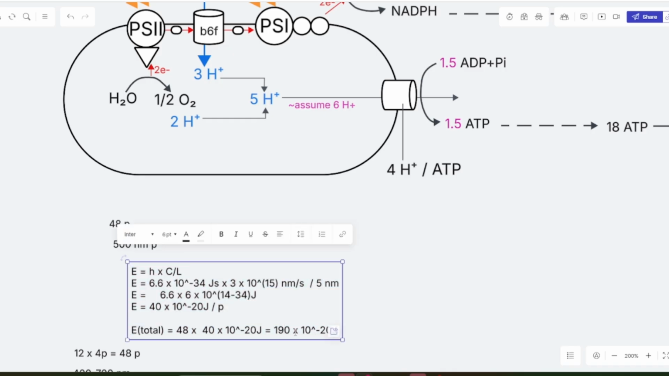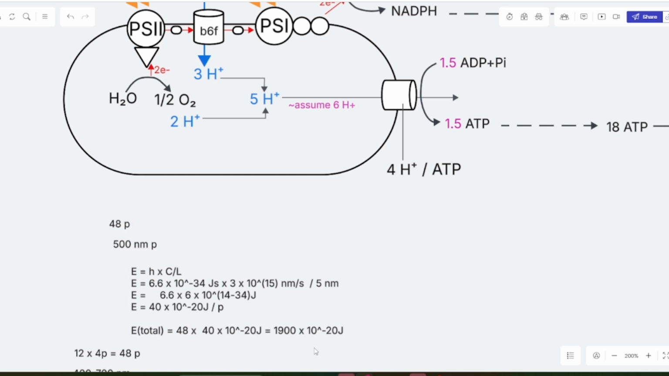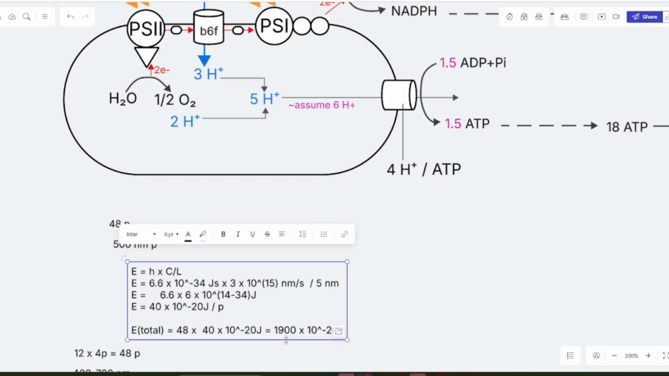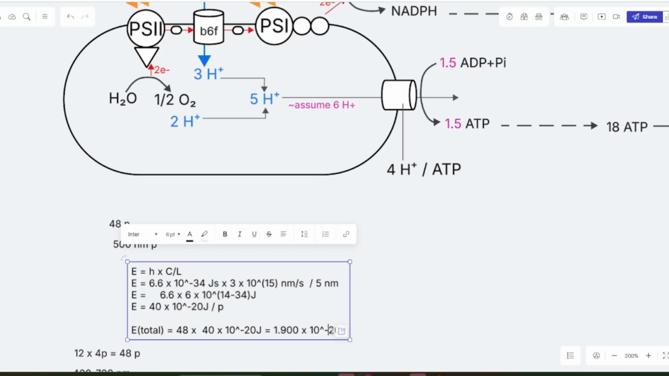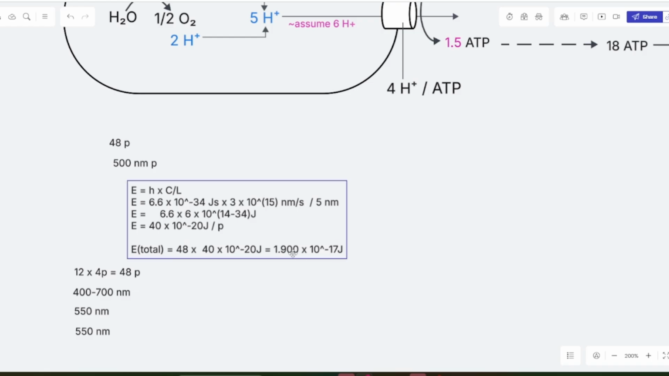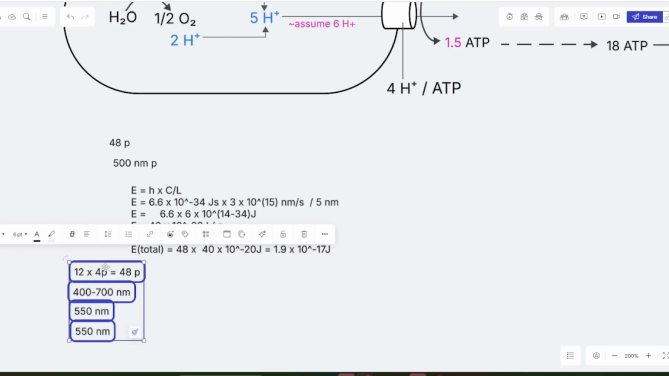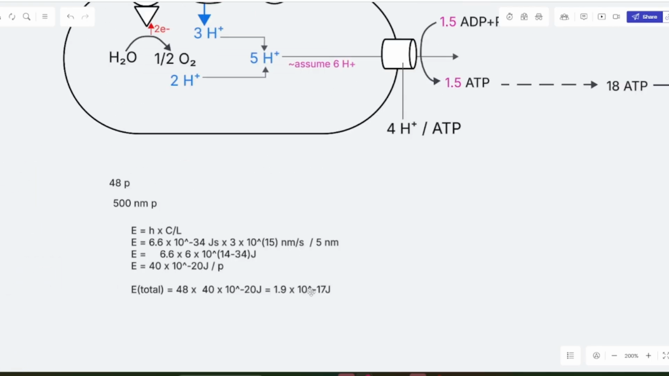So first of all, we can round this to 1,900. And what if I were to remove some numbers here? So if I make this 1.9, then I'm dividing by 1,000. So if I'm dividing by 1,000, I need to multiply this side by 1,000, which would be the equivalent of turning this into negative 17 joules. Okay, so the total energy that we're putting in with these 48 photons is 1.9 times 10 to the negative 17 joules. Sounds like a pretty small number.